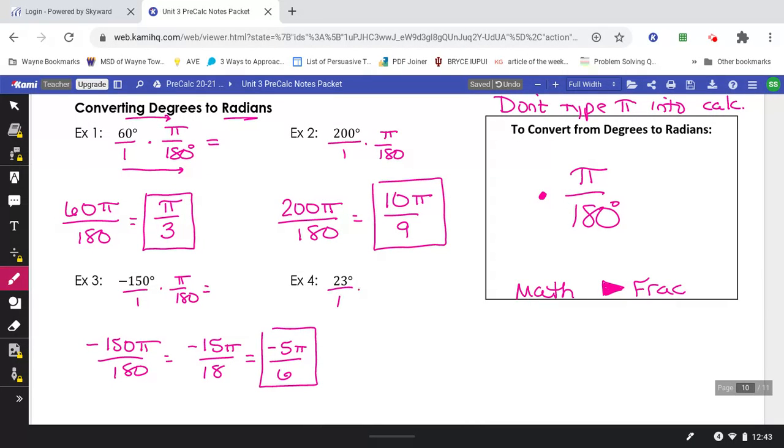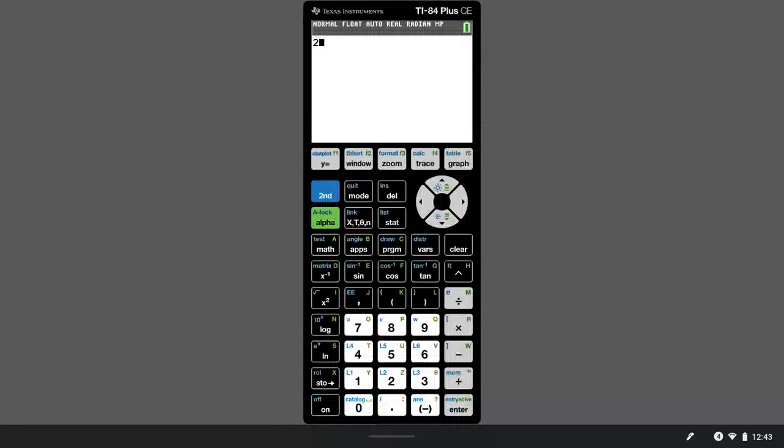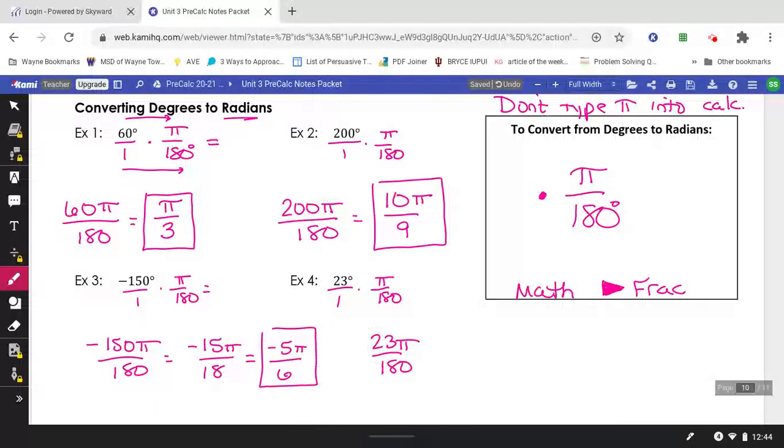Example number 4. 23 pi over 180. Use my calculator for this one. 23 over 180. Enter. And then math, change it to a fraction. And it gives me 23 over 180. That means that the fraction cannot be reduced. And my final answer will just be 23 pi over 180. So sometimes they can't be reduced.